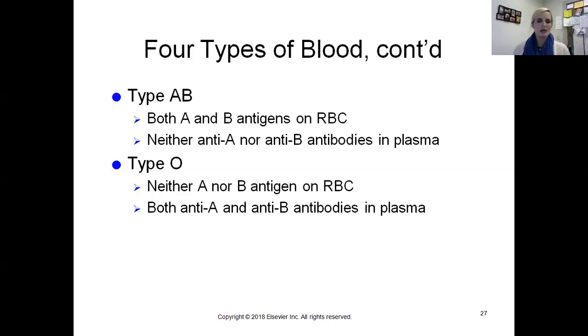And type O, they are named type O because they don't have either the A or B antigen on the surface of their red blood cell. Because neither one of them is on the surface of their red blood cell, they see both A and B as foreign, and therefore they have these anti-A and anti-B antibodies in their plasma.